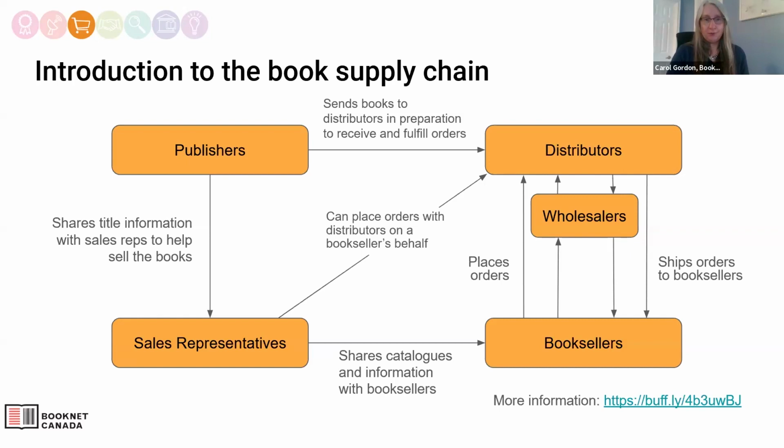So in terms of ordering books, we'll move over to the right-hand side of this slide. Bookstore orders are submitted to and fulfilled by distributors. Some publishers may self-distribute their own products, but most publishers, especially the small ones, will work with an external distributor to manage this part of their business.